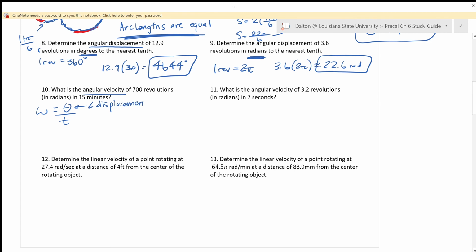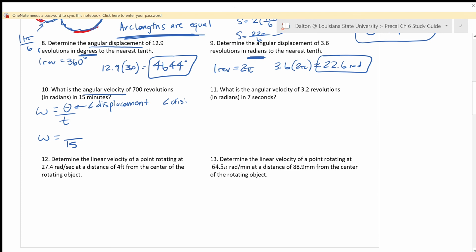So when it says what is the angular velocity, I know I'm solving for omega. But with 700 revolutions, you don't plug 700 into the equation because there's no spot for revolutions. We know time is 15, but 700 is going to be used to find the angular displacement. So if we go off to the side and do that first, just like we did in number 8 and number 9, we're going to round to the nearest tenth if necessary.